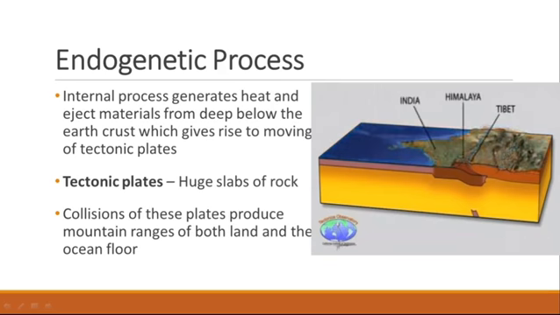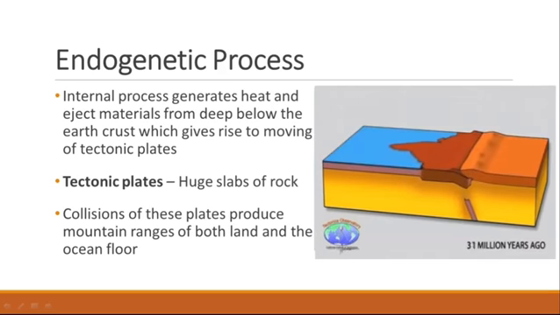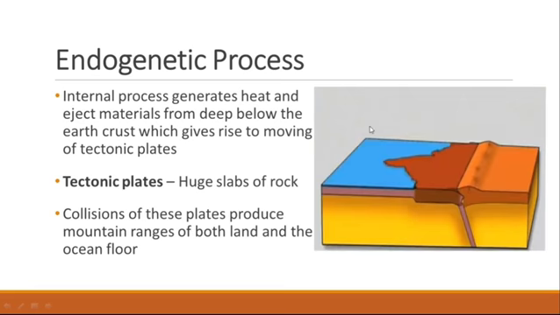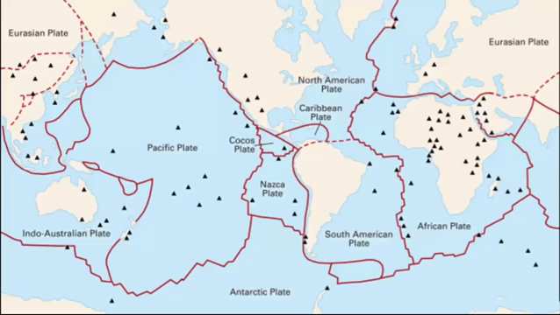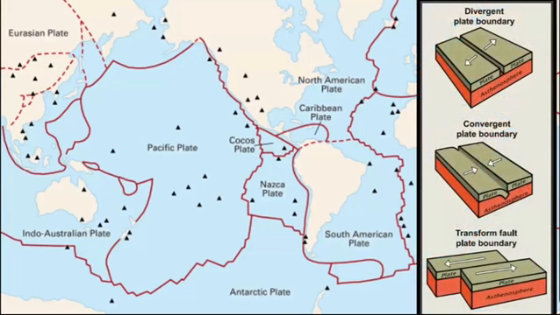Plate tectonics. Lithosphere is divided into number of huge slabs of rocks called tectonic plates. These plates float independently over the mantle. Collisions of these plates build topographic relief both on land and on ocean floor. This phenomenon is called plate tectonics. Observe the map. Tectonic plates, areas where it is very active, and on the right hand side you have the types of plate boundaries: divergent, convergent, and transform.